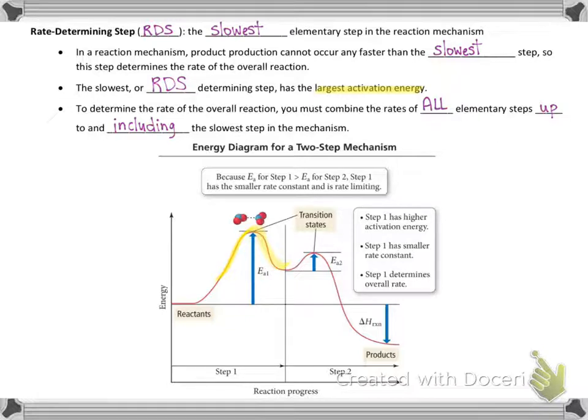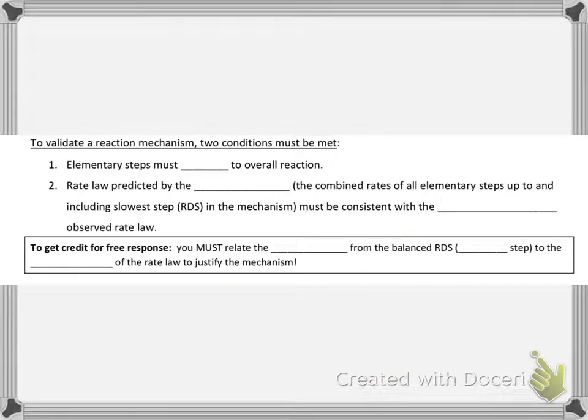Okay, so let's talk about how, if you were given a reaction mechanism, you know if it's a valid reaction mechanism or not. Well, there are 2 conditions that you have to meet. First, when you add up the elementary steps, it's got to add up to the overall reaction. Secondly, the rate law that's predicted by the mechanism has to be consistent with the experimentally observed rate law. These are very common free response questions, and so it's important to recognize that you have to be very specific if you want to get credit for your free response, and I know you do.